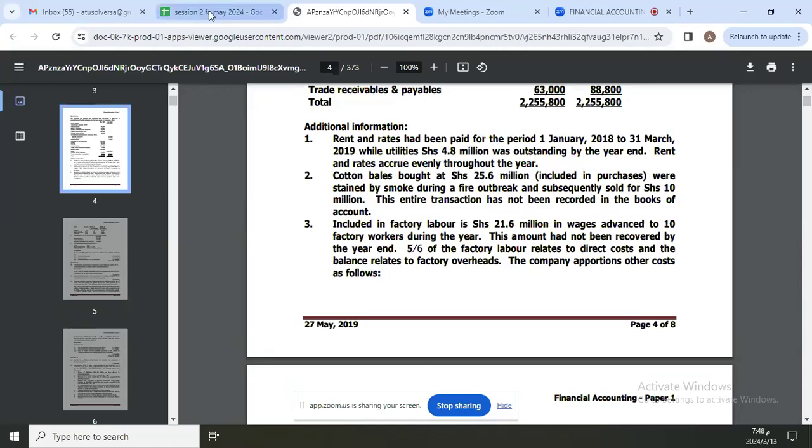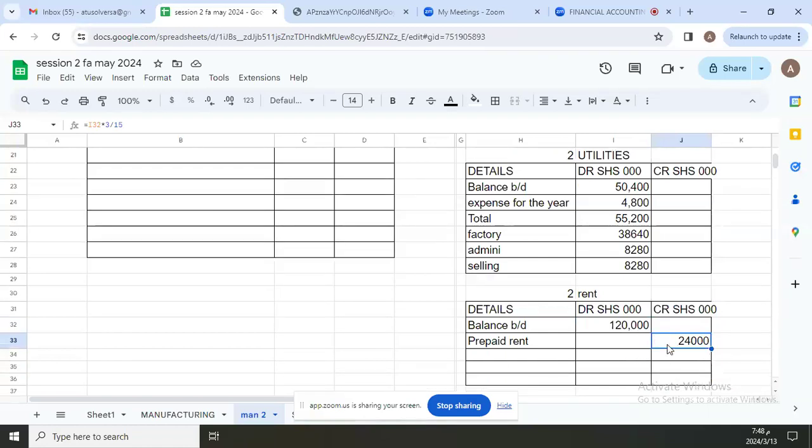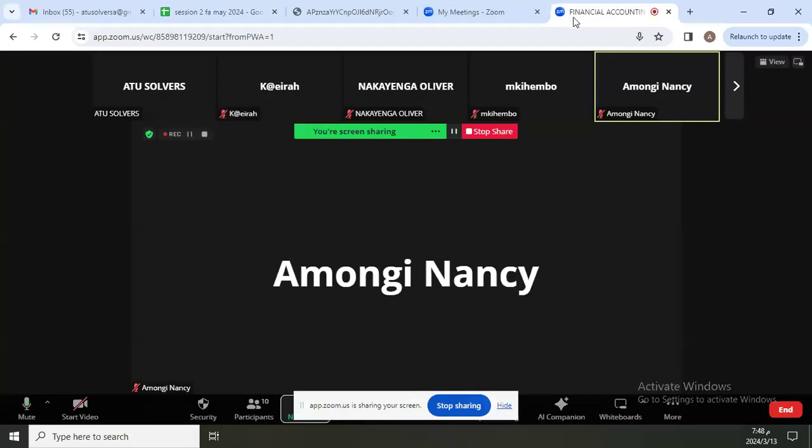Therefore, when we count from January to December, they are 12. When you add January next year to March, those are 15 months. To get the prepaid rent, remember there are 3 months that we've not yet used. We take the total amount we paid times 3 out of the 15 months we've paid. I get the 24,000. I think I've answered you.